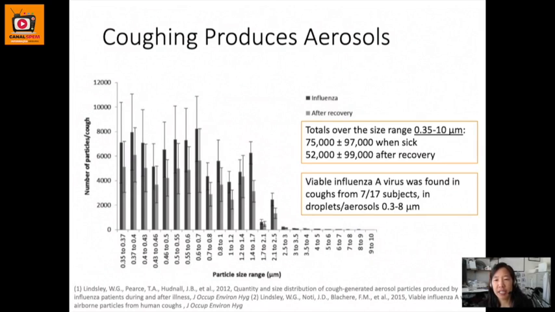In a follow-up study, they looked at 17 subjects and collected these droplets and aerosols, and they found that viable influenza A virus was found in samples from 7 of those patients in droplets and aerosols ranging in size from 0.3 to 8 microns.